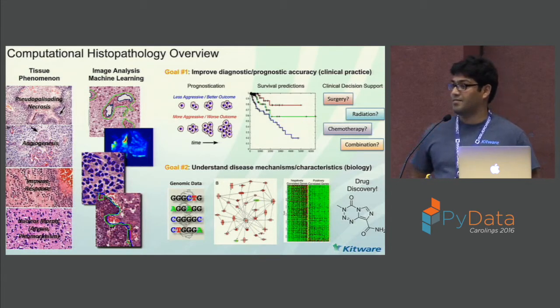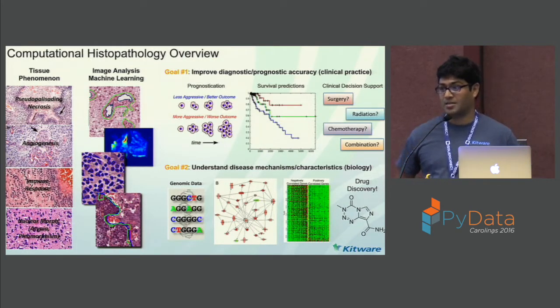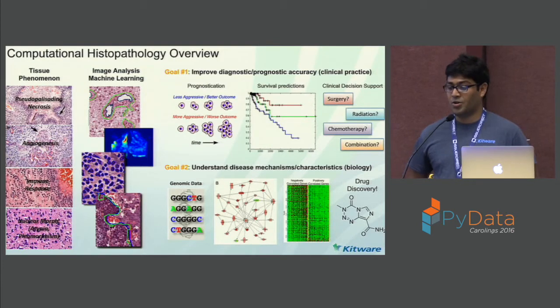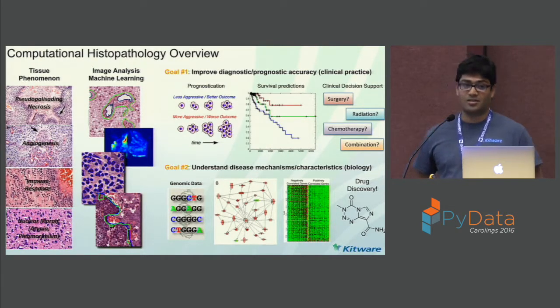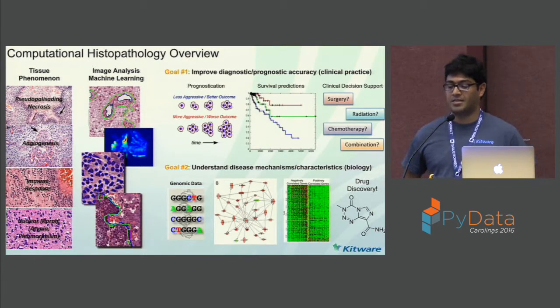Each disease has a unique manifestation on the tissue characteristics of these images. They alter the nuclear morphology in a specific way. So what computational histopathology involves is basically developing image analysis and machine learning algorithms to quantify these characteristics, these tissue phenomena, with some quantitative features.